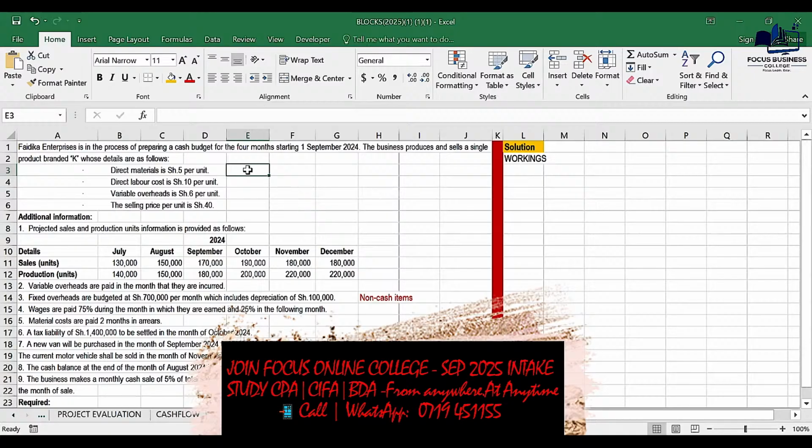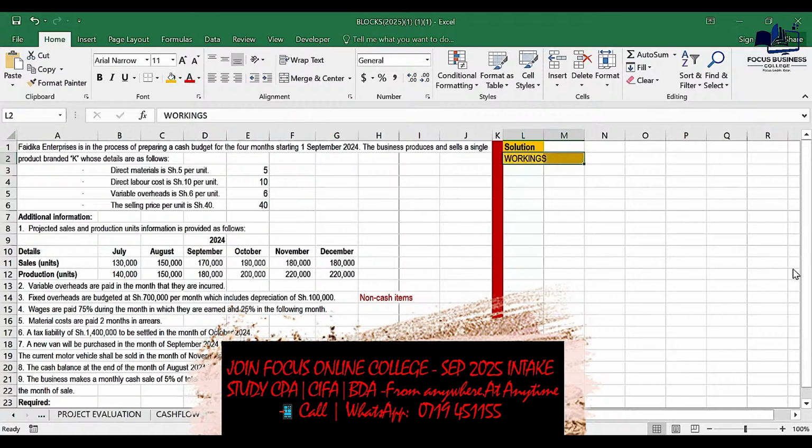The direct material cost is 5 shillings, and then the direct labor cost will be 10 shillings, and then the variable overheads will be 6 shillings, and the selling price will be 40. So any working which is required, we are going to do it on a per-need basis.